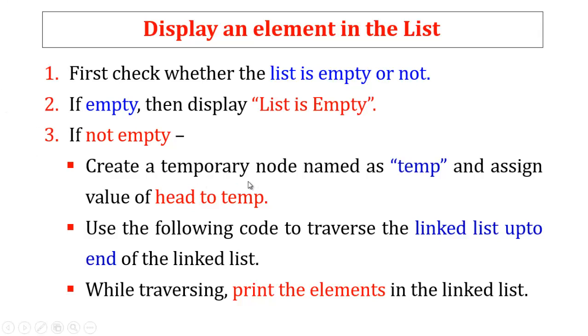We have to create a temporary node named temp. We create a temporary pointer and assign the value of head to temp, that is, temp equal head. The head pointer is assigned to the temporary pointer, because the temporary pointer can move from one node to another node and easily find the data values. And use the following code to traverse the list, that is the linked list, up to the end of the linked list. The temporary pointer moves from first node, second node, third node, that is called visiting, and reaches the end of the linked list.